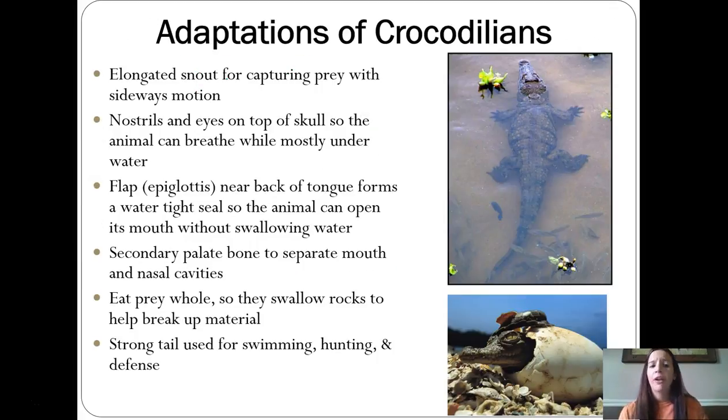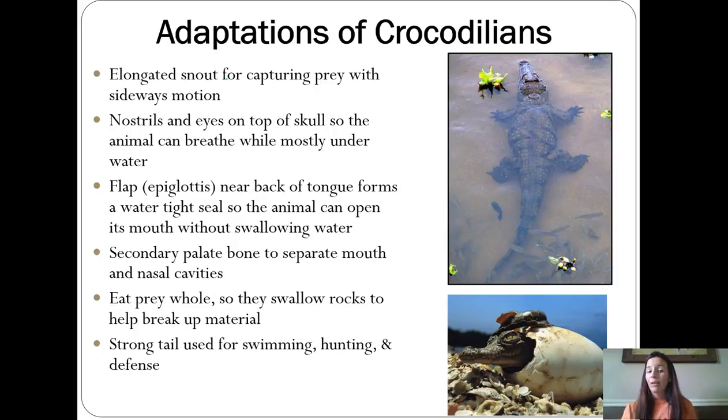Crocodiles also have some other adaptations you should be aware of. They have that elongated snout that we associate with alligators, crocodiles, everything, right? This helps them with capturing their prey and sideways motion. Also, their nostrils and eyes are on top of their skull so they can breathe while they're mostly submerged underwater. They have an epiglottis at the back of their tongue, which has a watertight seal, so when they open their mouths, they're not swallowing water.